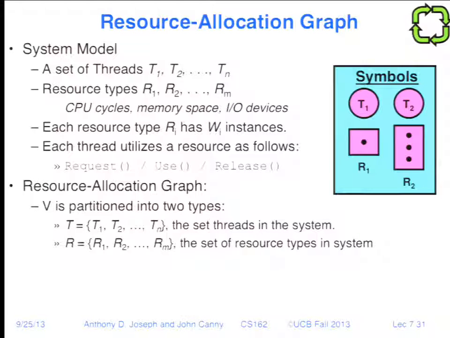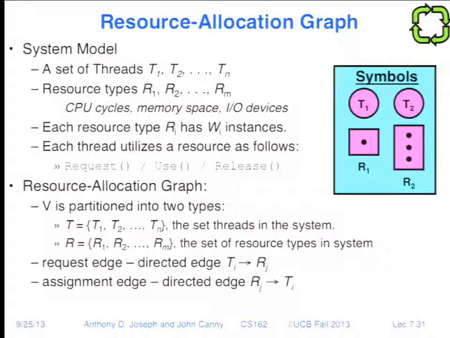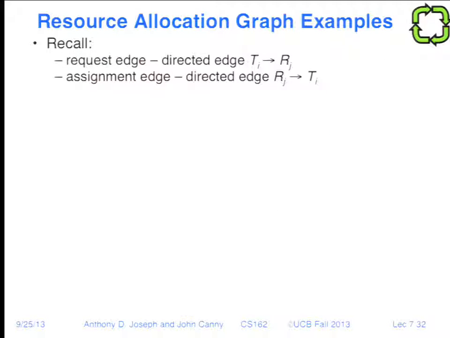Again, this entire set of objects is partitioned into the threads and the resources. And we have a graph between these objects: from threads to resources, which are the request edges, and then assignment edges going back from resources to threads. A request arrow means that this thread is trying to acquire resource Rj, and the assignment edge says that Rj is already owned by the thread.